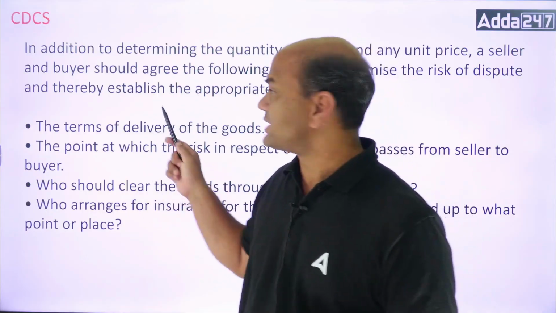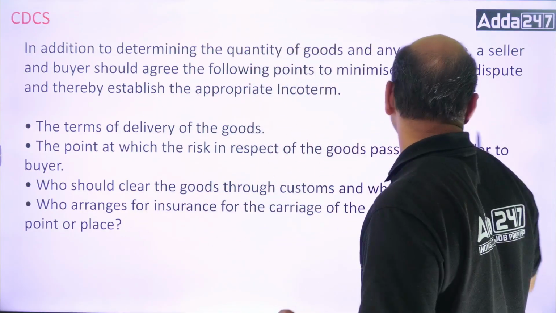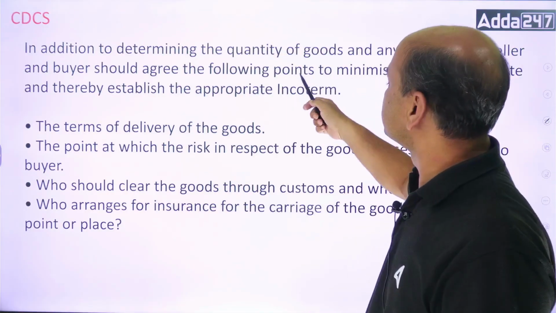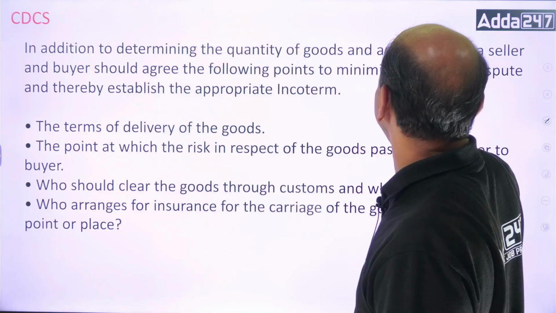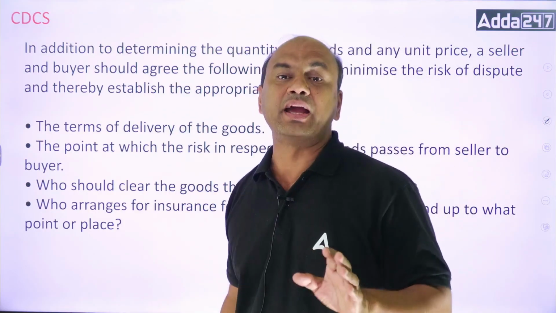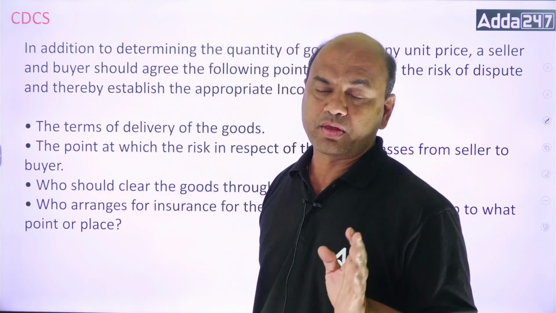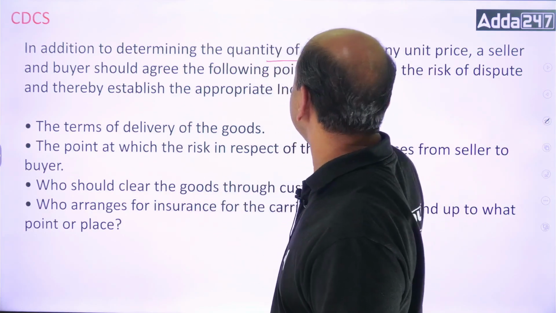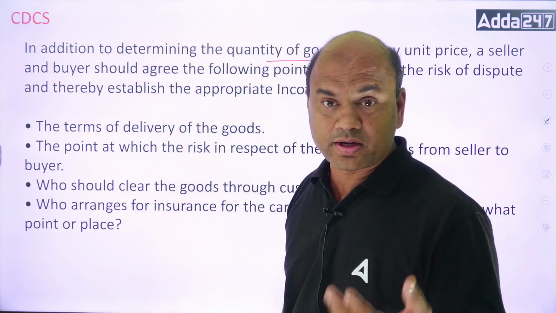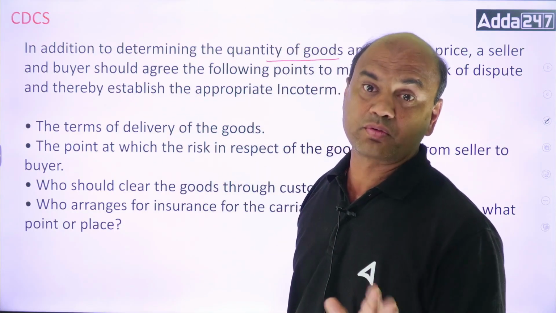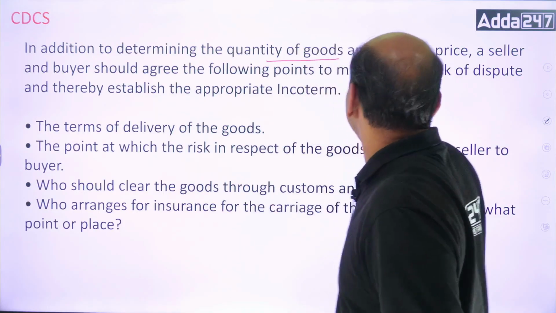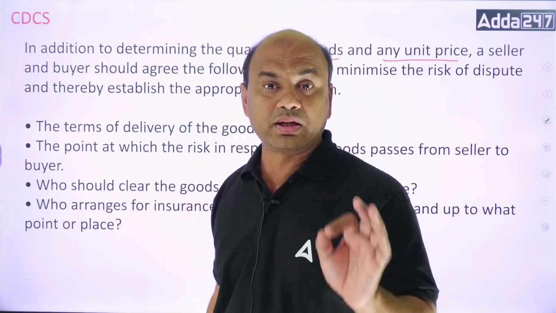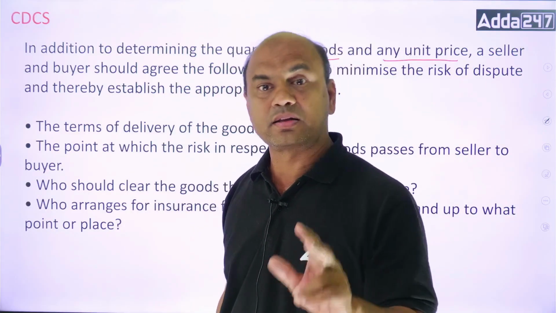See, first one, in addition to determining the quantity of goods and any unit price. This is the basic. Whenever you check any sales contract, first you have to check what are the goods, the quantity of goods you require. If you require some specific quality, then what is the certification for that? Then any unit price, what is the price at which you are selecting? So quantity, quality and unit price. These three are the basics.